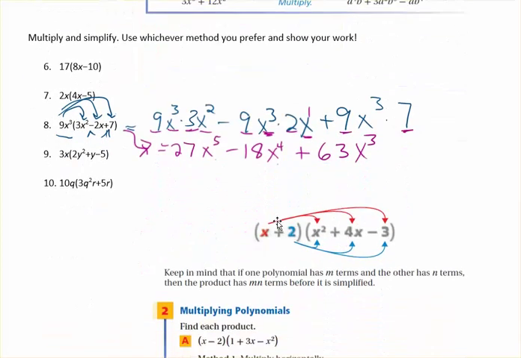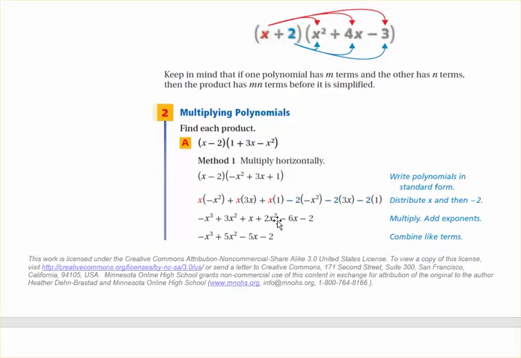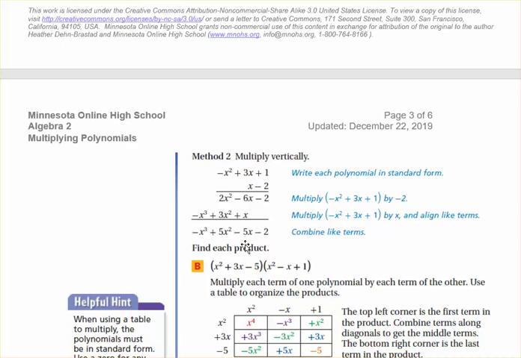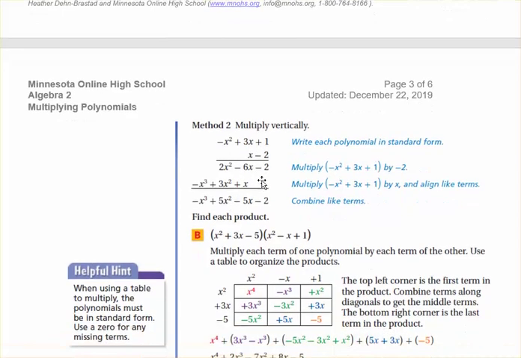All right, next we're going to get to a little bit more complex problems. We're going to multiply polynomials by polynomials. In this example, it's a binomial with 2 terms multiplied by a trinomial with 3 terms. Essentially, we're going to do the distributive property twice. That's if you want to multiply straight across in a row like this. You can also multiply these vertically, kind of like the old-fashioned multiplying in elementary school.